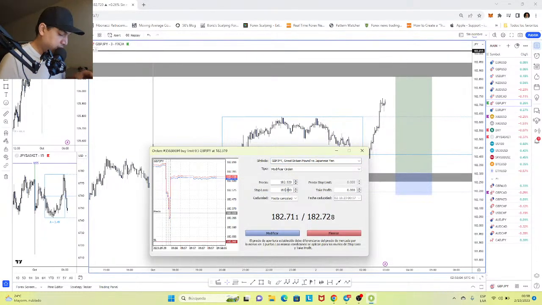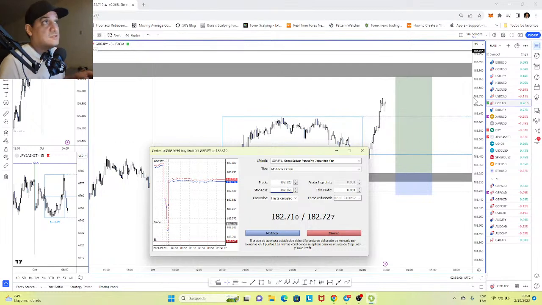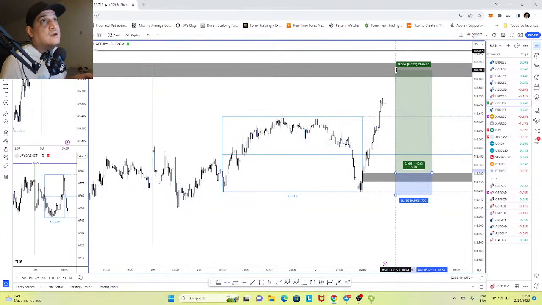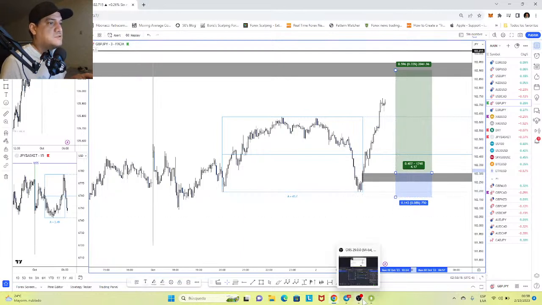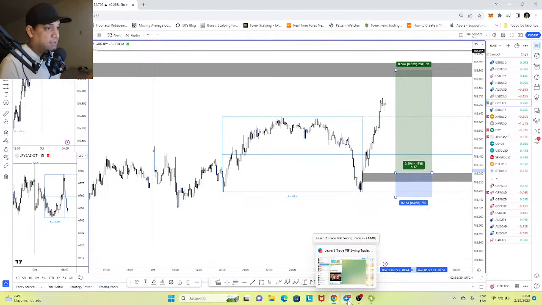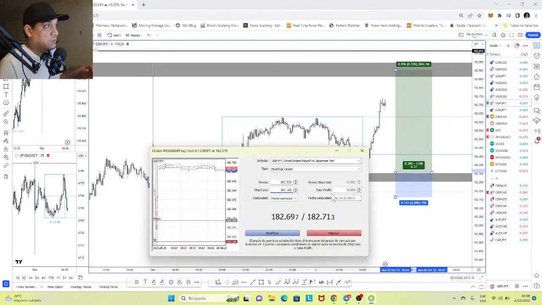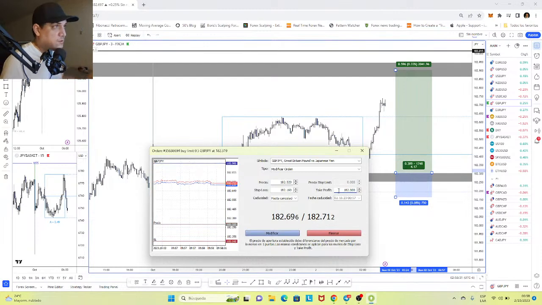182.16. And for targets, I'm going to do 182.90, all the way here. So that's a 5R, a 4R, I'm sorry, which is good. I'm never looking for those 17, 18 Rs again. I take care of my capital. 182.90. I'm going to record the video, of course, guys.